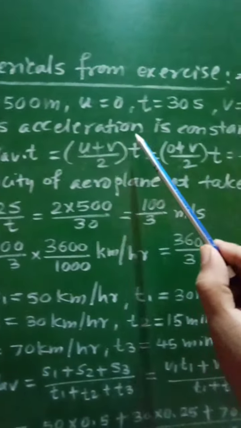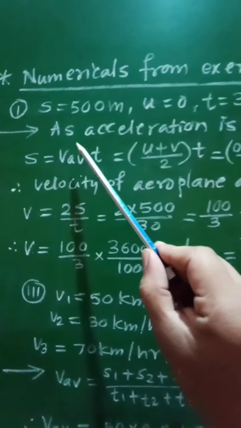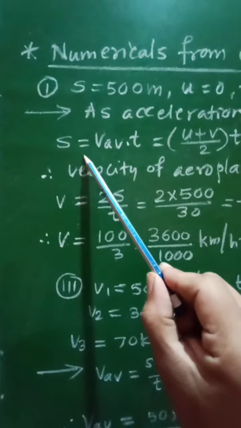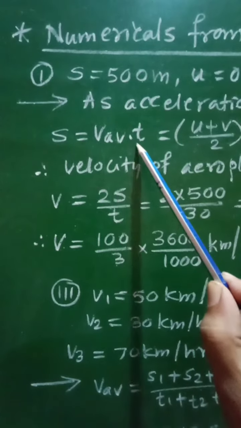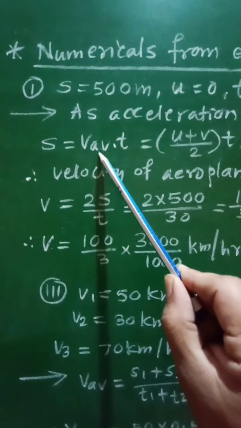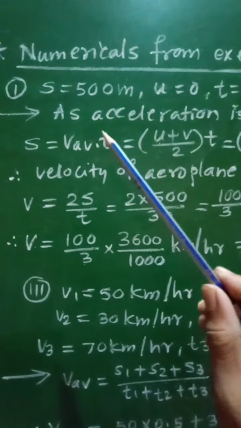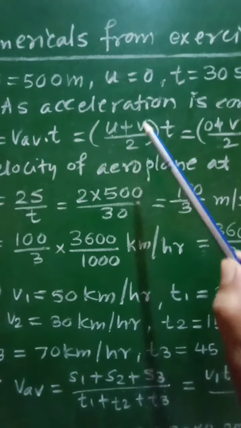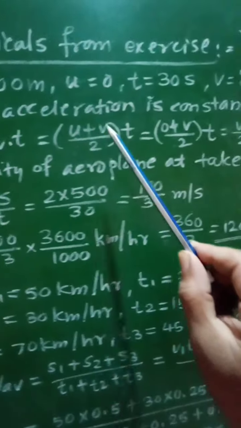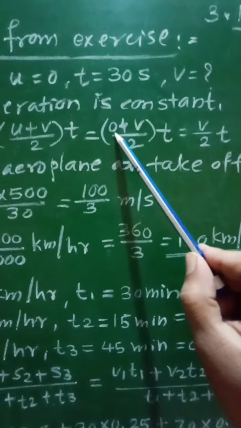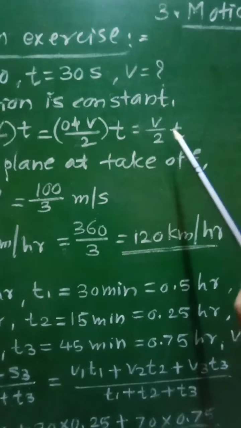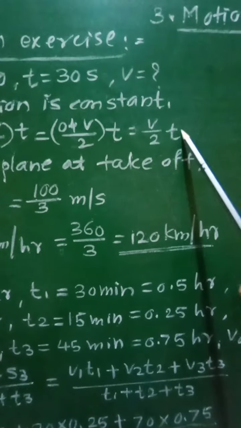Now, as acceleration is constant for that aeroplane, the distance covered will be equal to average velocity into time, that is v average into t. But v average is nothing but initial velocity plus final velocity upon 2, that is u plus v upon 2, into this time interval t. But u is equal to 0, and therefore we can write 0 plus v upon 2 into t, which comes out to be v by 2 t.